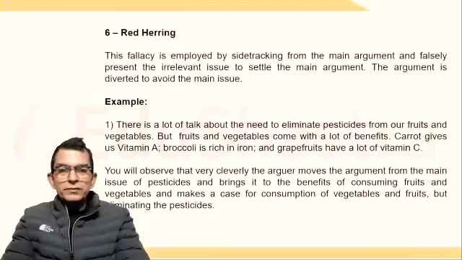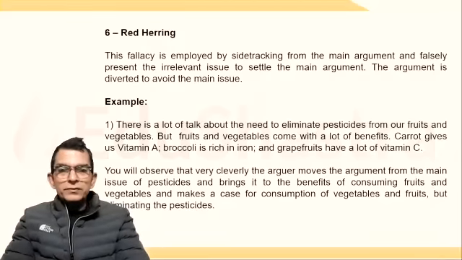There is a lot of talk about the need to eliminate pesticides from our fruits and vegetables. But fruits and vegetables come with a lot of benefits. You see, I have very cleverly shifted it from the harmful effects to the benefits. And then I start giving you a solution to eat vegetables. Carrot gives us vitamin A. Broccoli is rich in iron. Grapefruits have a lot of vitamin C. So in a way, what I'm suggesting is you should eat vegetables. But what about that main argument of pesticides?